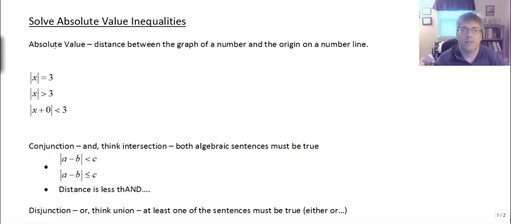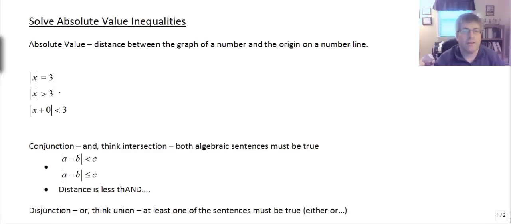Recall from earlier in the year, we defined absolute value. Absolute value is the distance between the graph of a number and the origin on a number line. Now we're going to see that our origin is not always going to be 0. You learned in grade school that it was always from 0. Well, that's not always going to be the case. But hopefully when you see absolute value, I want you to think distance. It's distance from some particular origin.